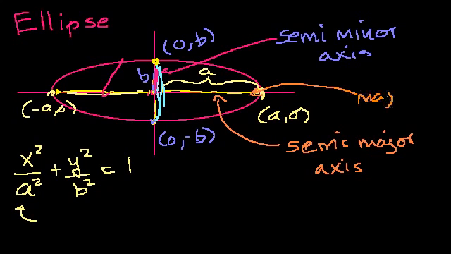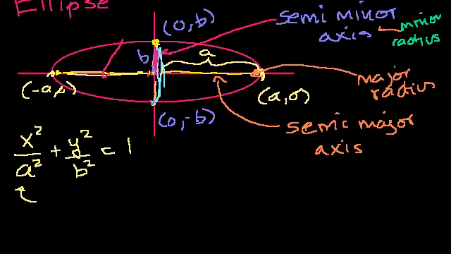Major radius. And you could call this the minor radius. Minor radius. So let's just do an example.